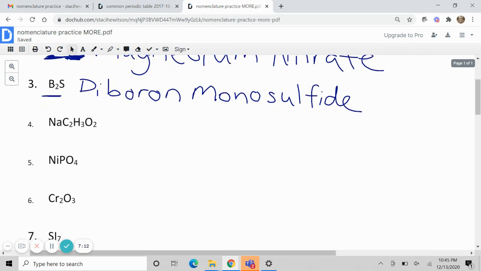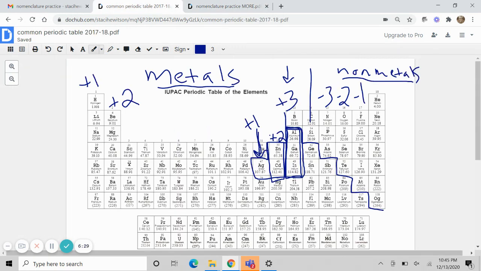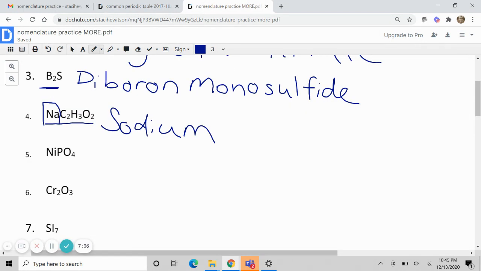This one right here. This one clearly has more than 2 elements, right? This one definitely has more than 2 elements, so I know that there's a polyatomic ion in there somewhere. So my first element is sodium, so we can write sodium. Does sodium need a Roman numeral? Let's see. No, sodium does not need a Roman numeral because it's not a transition metal. So we're just going to write sodium, and then C2H3O2 is a polyatomic ion called acetate. Acetate. That's on the back of page 12 of your notes. Okay?